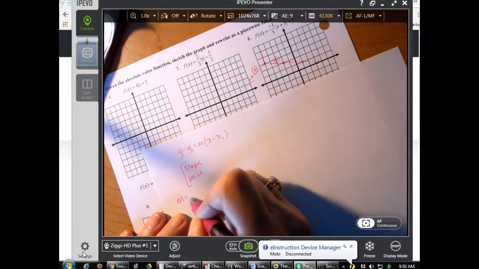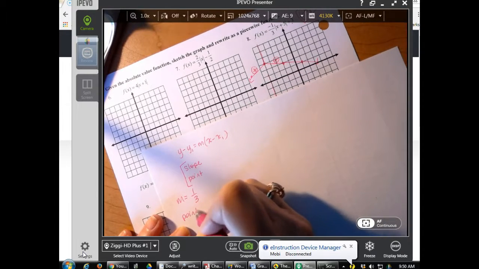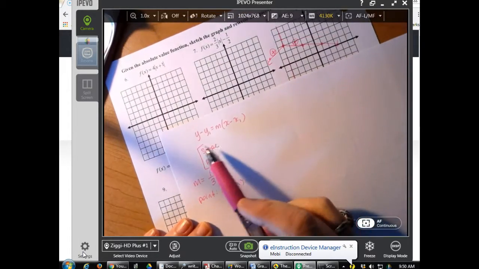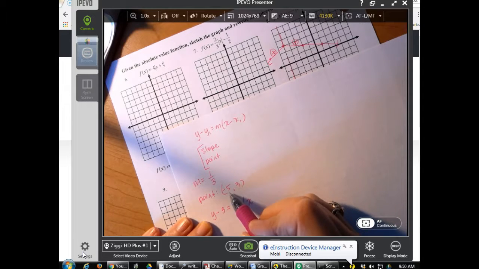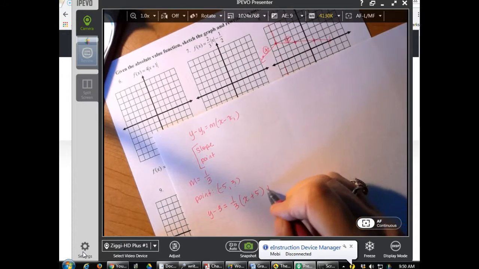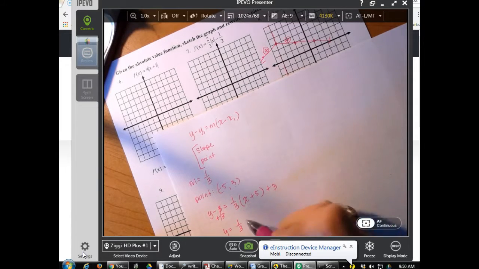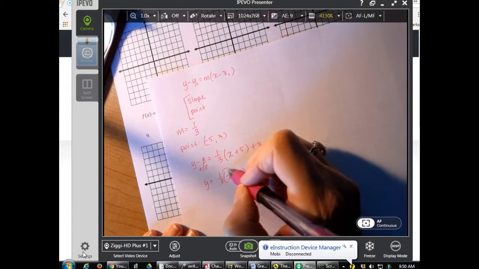My slope is a positive 1/3. And the point that I'm going to use is the vertex, which is negative 5, 3. So all I have to do is use y minus y sub 1. So y minus 3 is equal to my slope of 1/3, and then x minus a negative 5 is x plus 5. Okay, I can go ahead and add the 3 over. So when I add 3, this is gone. And depending on how you've been asked to write it, this is actually the equation of the line right there.